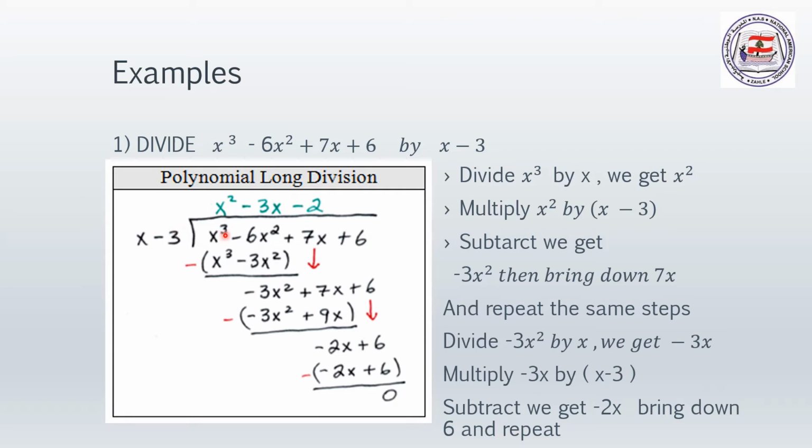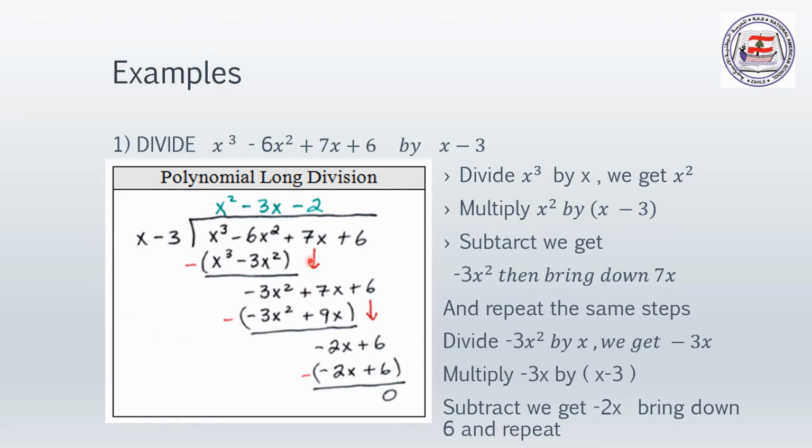Then we start by dividing the first term x cubed by the first term x. So x cubed divided by x gives x squared. The quotient should be written in the light green, so it's x squared. Once we get x squared, we need to multiply it by the divisor x minus 3, so it gives x cubed minus 3x squared. Subtract the first part of the dividend from this, and we get minus 3x squared.